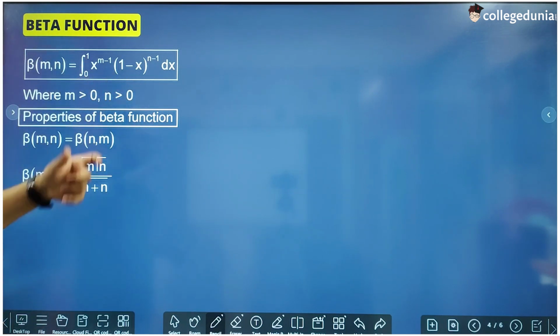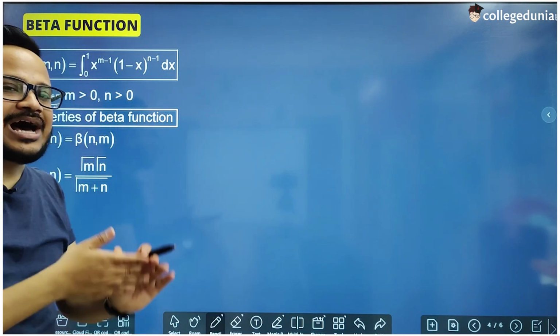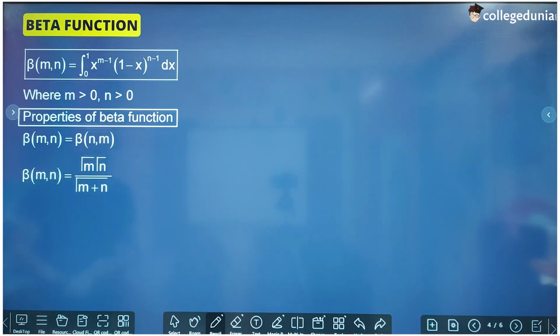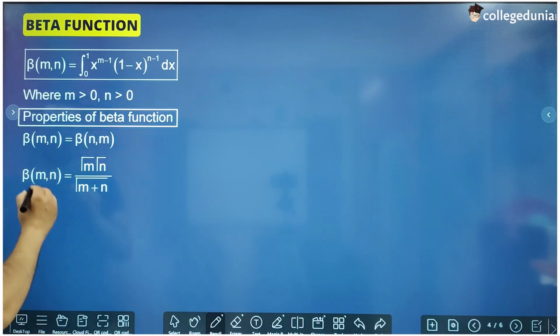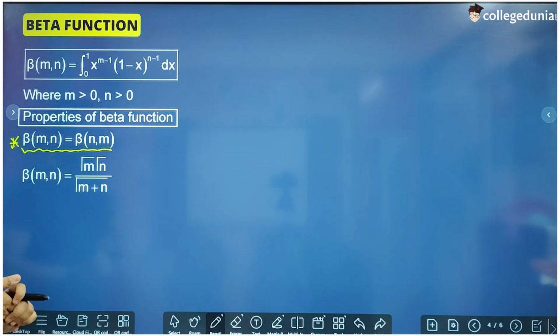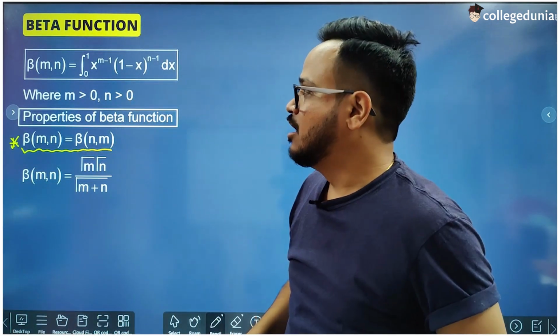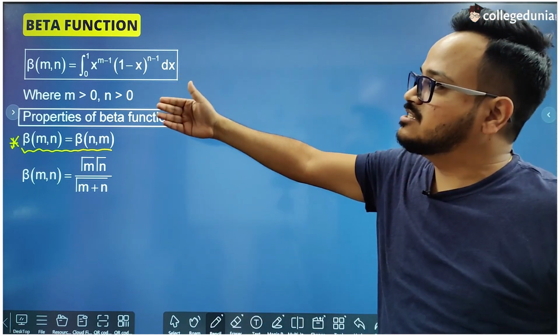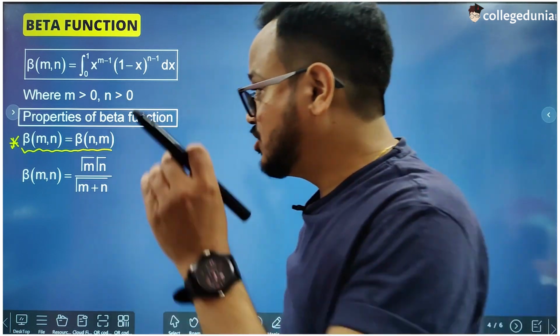And this is true only when the values of m and n both are greater than 0, right? Okay. There are some important properties of beta function. The first property is called the symmetric property of the beta function, which means that beta m comma n is equal to beta n comma m. If we interchange the position of these two variables for which we are defining beta, then the value of beta function does not change.